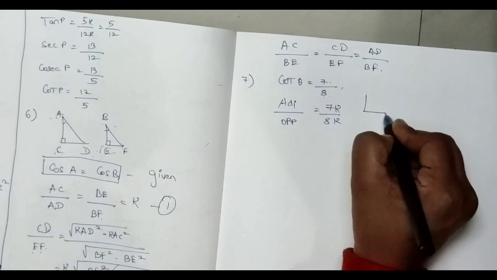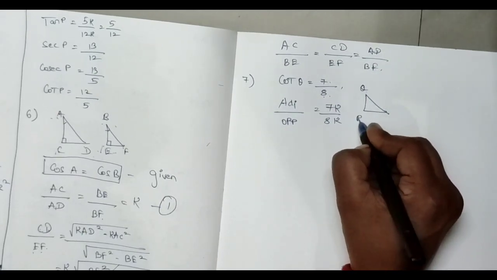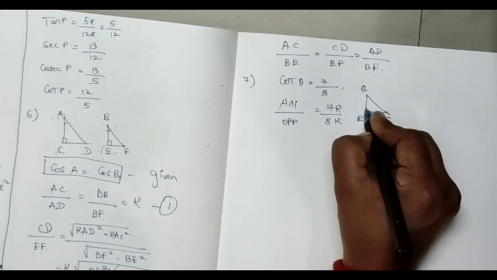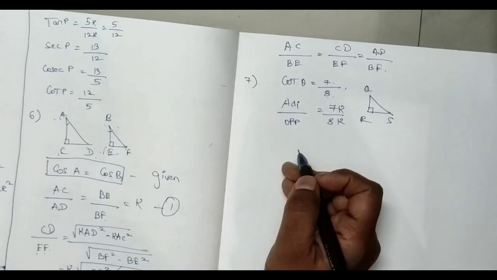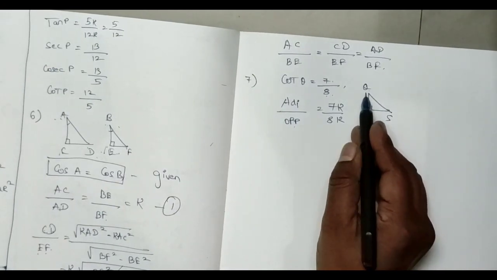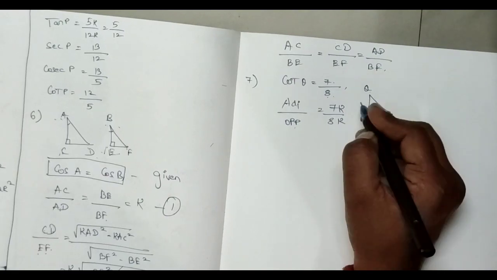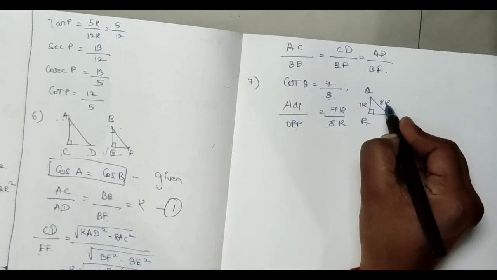So in a triangle, theta, R and S, let's assume it is right angled at R. So adjacent by opposite for this theta is going to be QR divided by QS. So QR is 7k and QS is 8k.